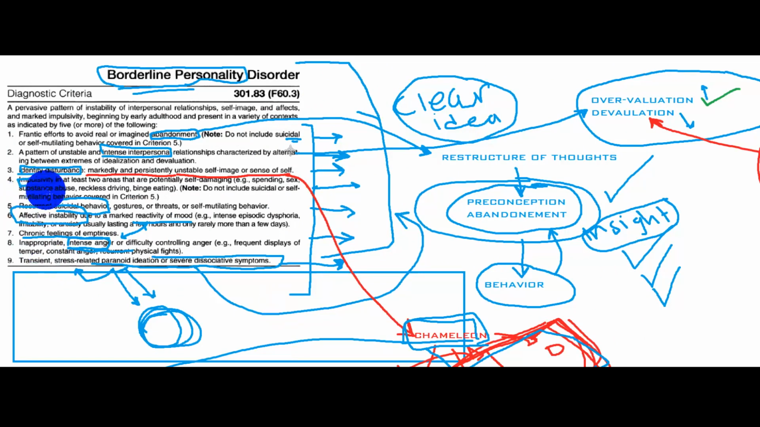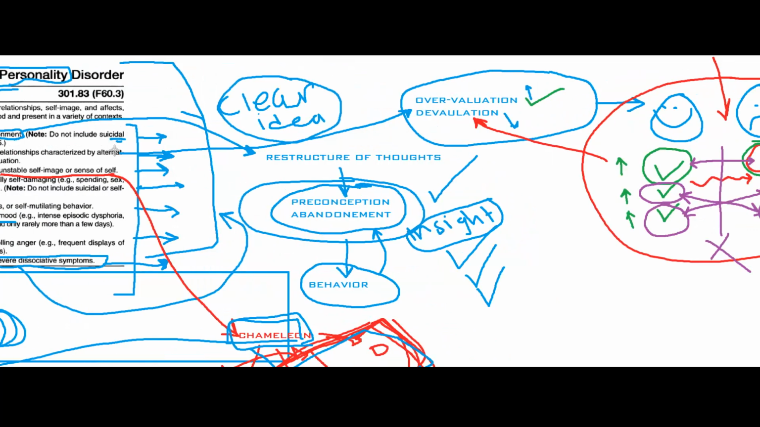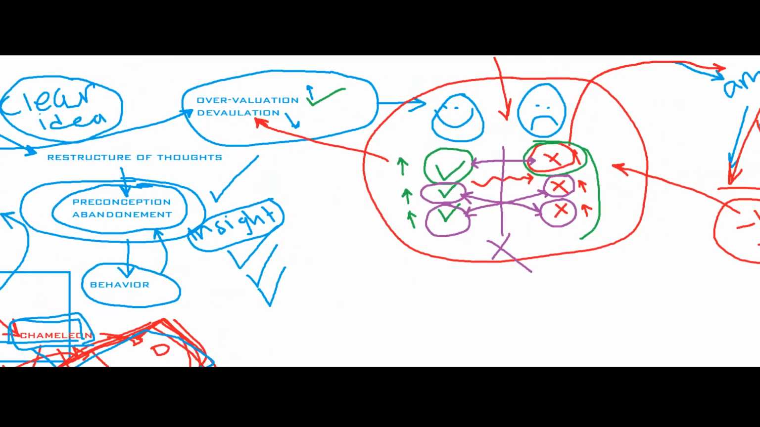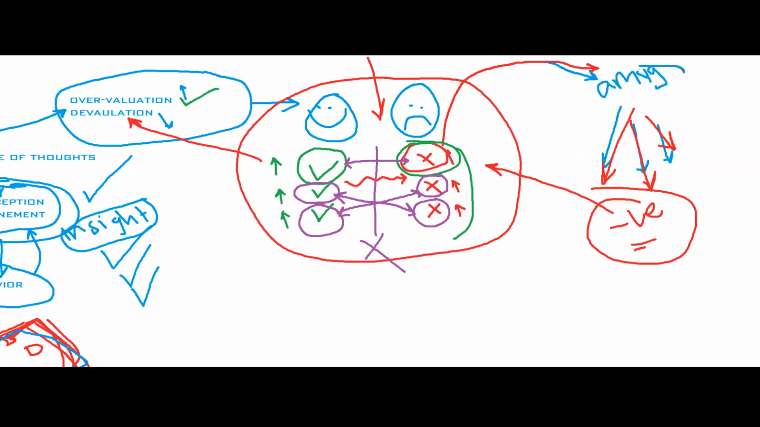Impulsivity, affective instability, and rage, inappropriate intense anger. Now these three, number 4, number 8, and number 6, are all related, and these are very strong manifestations of the amygdala that I've explained to you in the previous video, which is the amygdala having the kind of over response and overstimulation here.